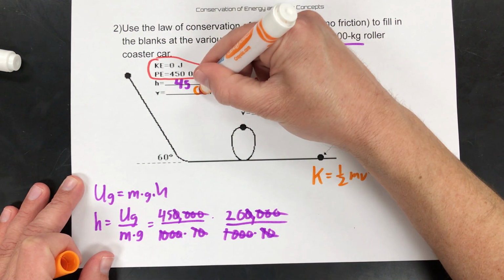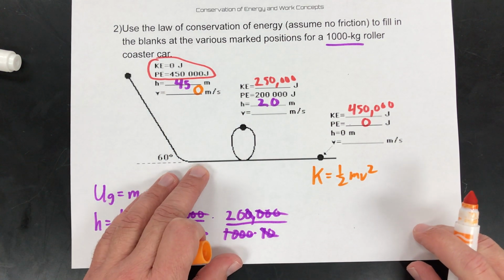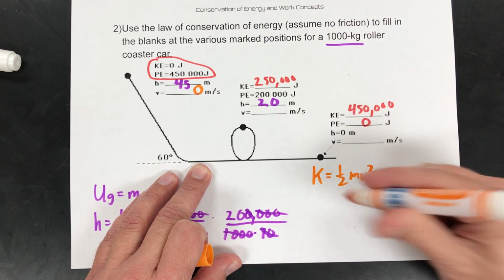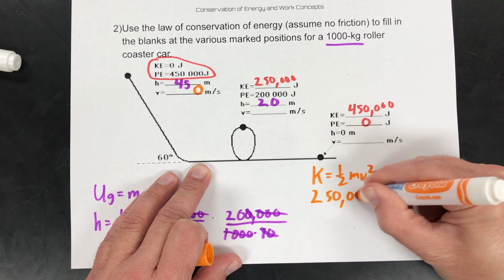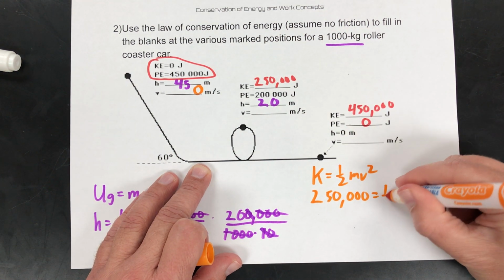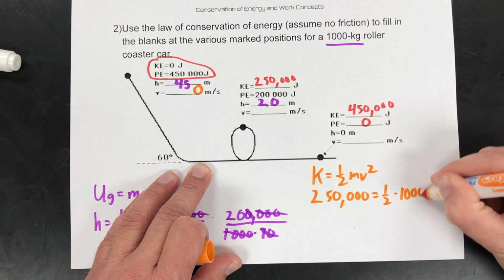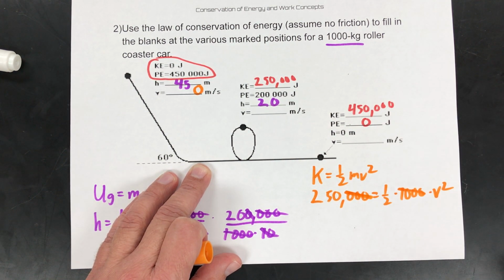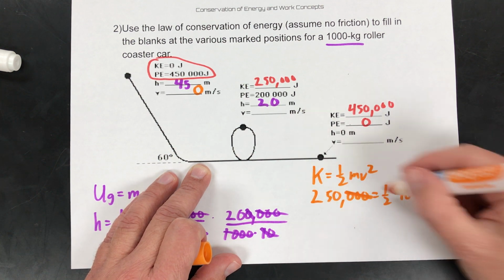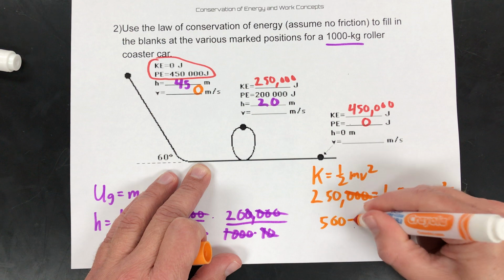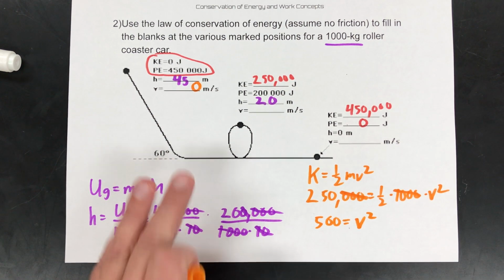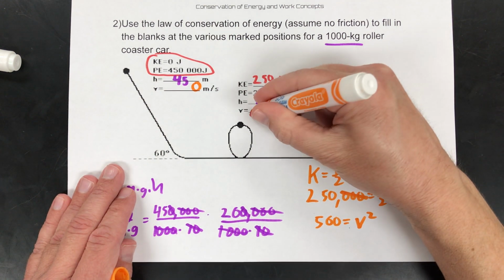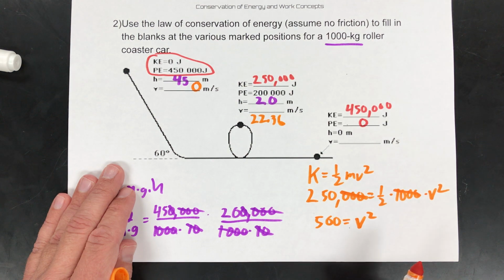Here we don't have any kinetic energy, so we don't have any velocity. So here we're going to find this velocity by plugging in our kinetic energy. 250,000 is our kinetic energy. That's equal to 1/2 times our mass, which is 1,000, times v squared. So divide each side by 1,000, that will knock off those zeros. Multiply each side by 2 to get rid of that half, and you'll get 500 is equal to v squared. So to get v, you have to take the square root of 500, which is about 22.36 meters per second would be our velocity.